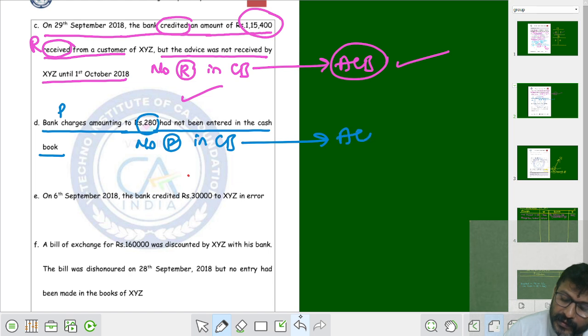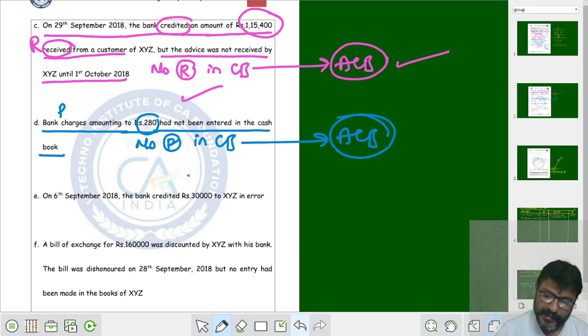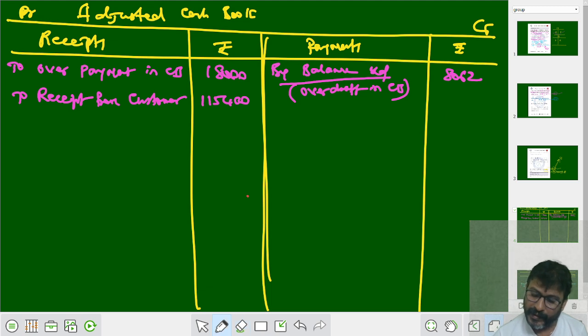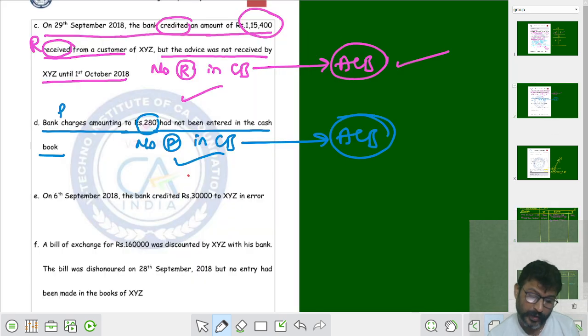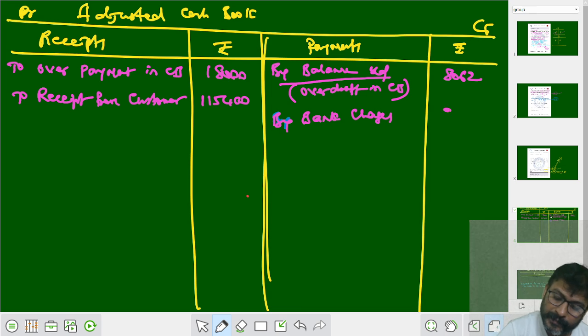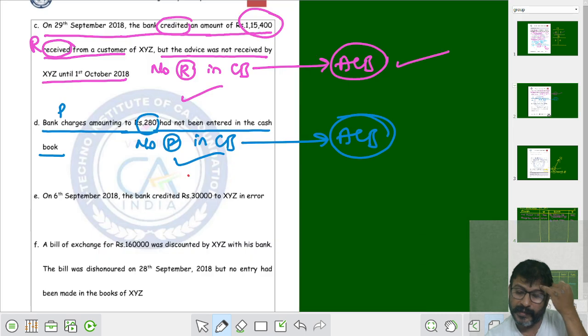Where do we have to take it? We have to take it in ACB. What side? Payment side only. So in ACB, let us write on the payment side, that is by bank charges. How much amount is it? An amount of rupees 280. Fine. See the next point.